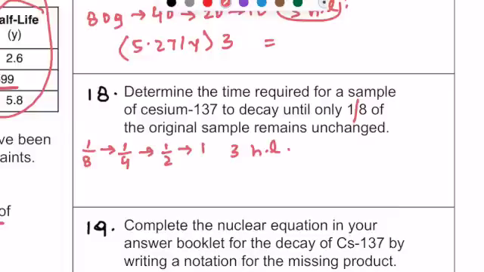So if 1 half-life of cesium-137 is 30.2 years, then the time that we need to only have 1/8 of the sample left will be 3 times that.